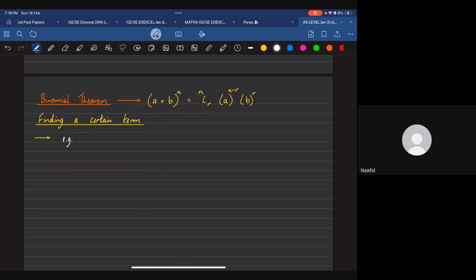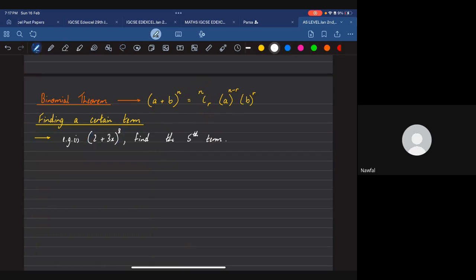So let's say that there was an example as in, I'll use an older example. I remember this one. 2 plus 3x raised to the power 8. And the question says, find the fifth term. Okay. Let's see what the question wants us to do.